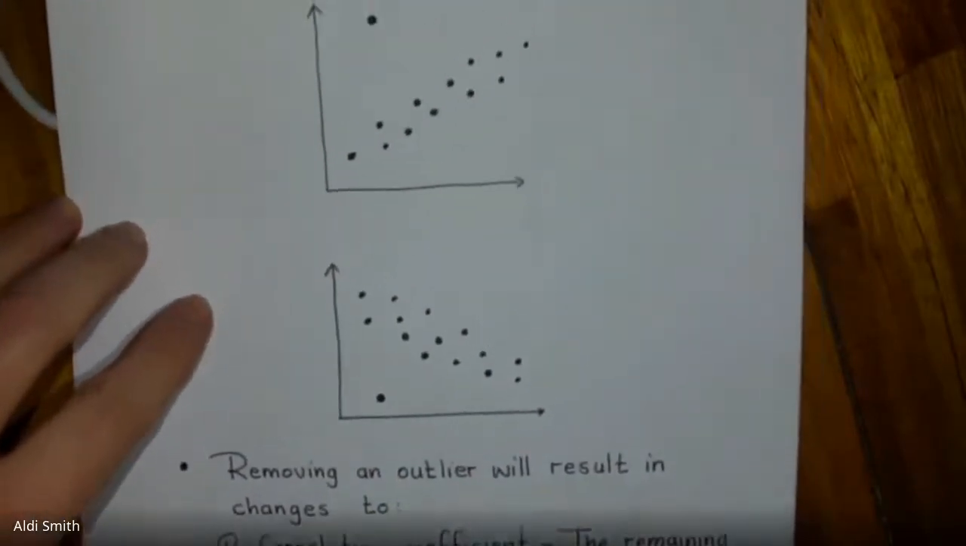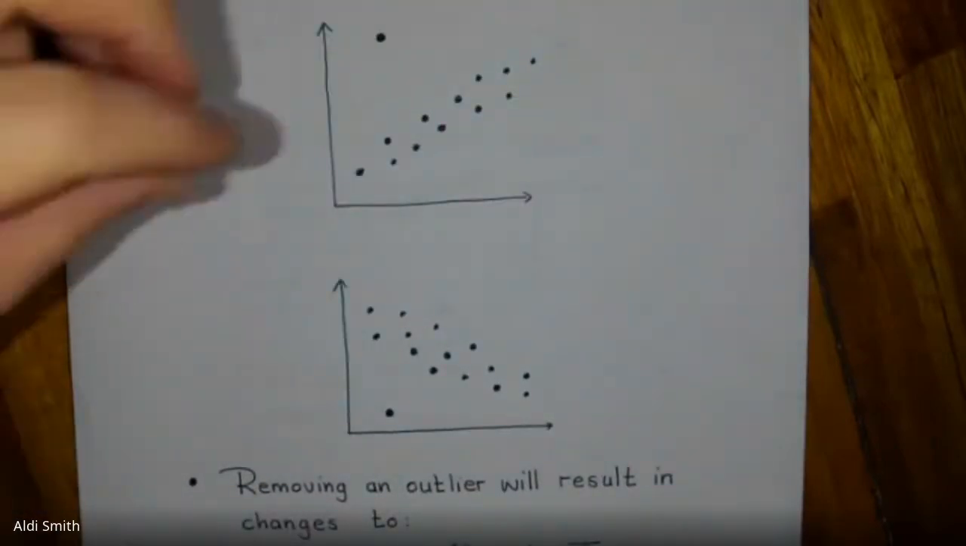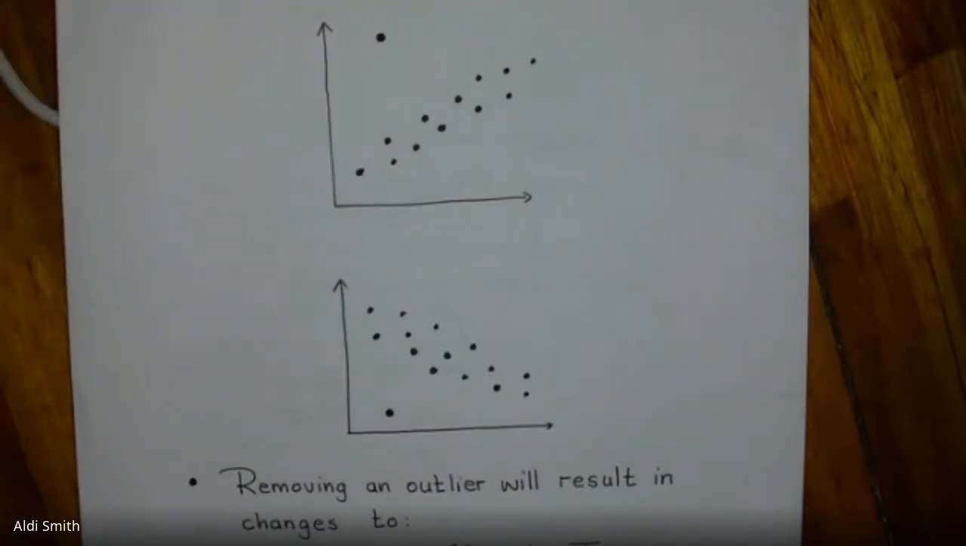In this first diagram over here is a positive correlation, and I remove that outlier. Then obviously, the correlation coefficient will increase. Why will it increase? Simply put, you remove the outlier, so the remaining points are closer to the trend, meaning the correlation is stronger. But because it's a positive correlation, stronger means the correlation increases. It gets closer to positive 1. Do you understand?